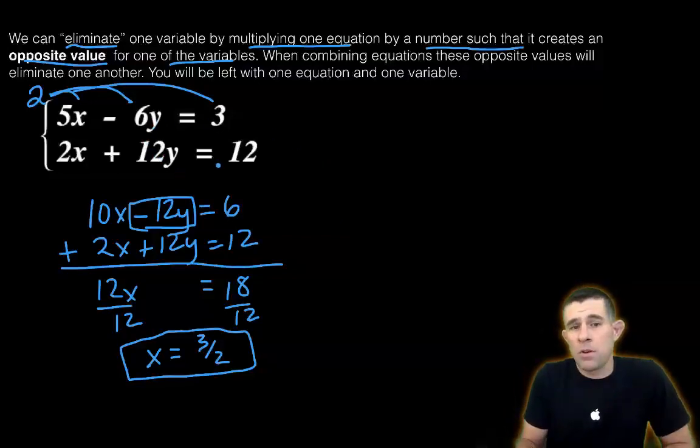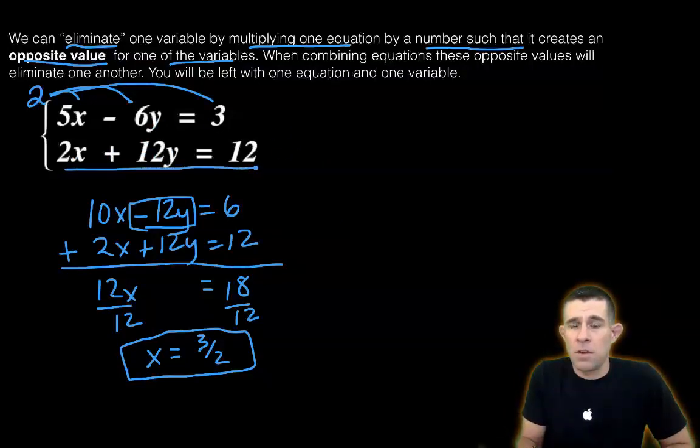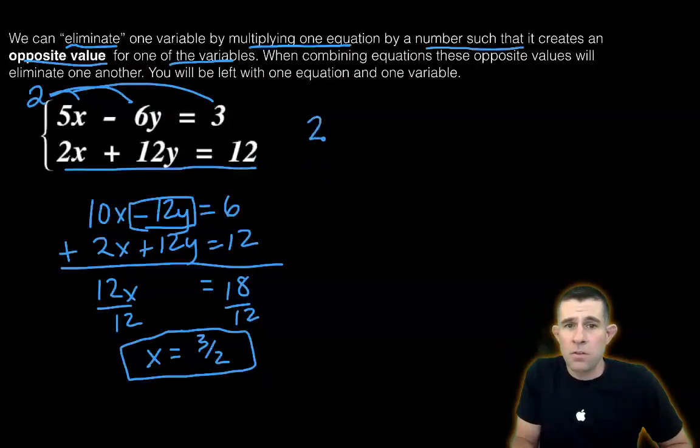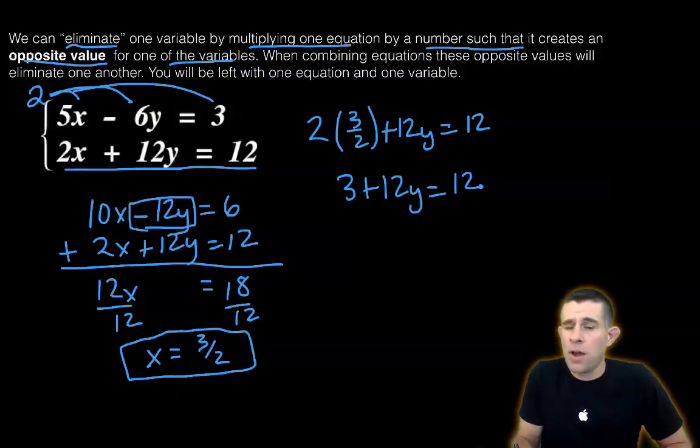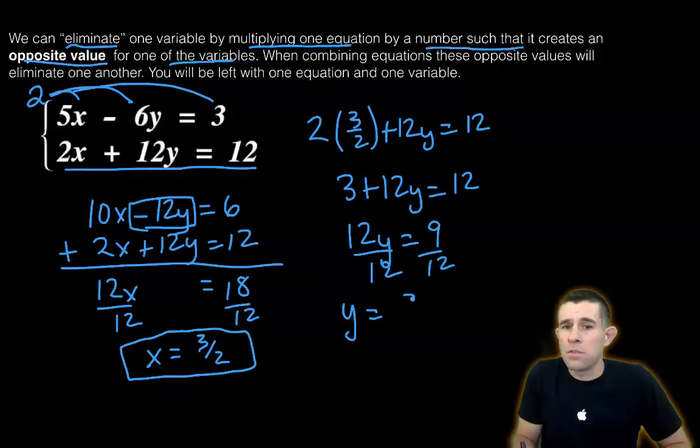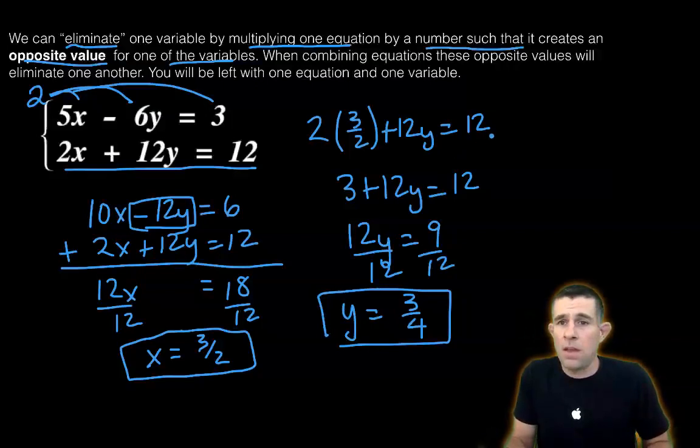Now I can go back into one of my original equations, we'll take this second one here, and find the value of y. So 2 times my value of x, which was 3 halves, plus 12y is equal to 12. 2 times 3 halves is 3. Plus 12y equals 12. Subtract my 3 over, and I have 12y is equal to 9. Divide both sides by 12, and y is equal to 3/4. So I've now found my value for x and y, and I say the solution to this system is the ordered pair 3 halves, 3/4.